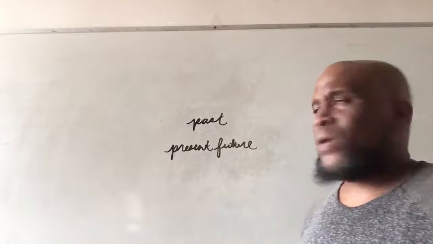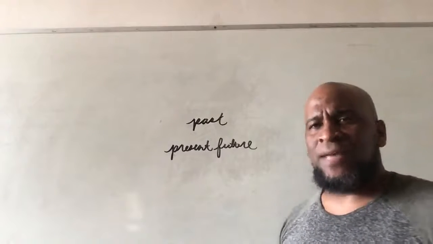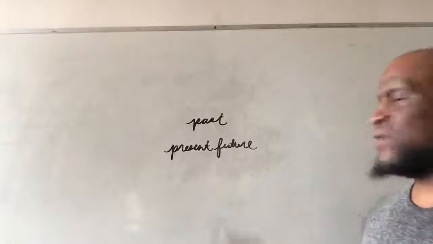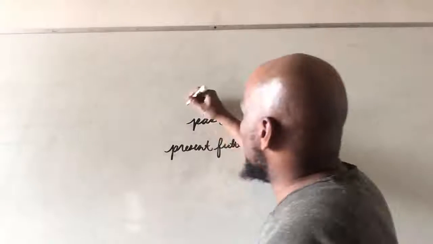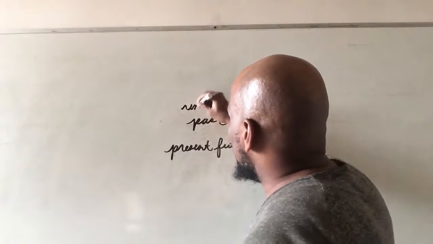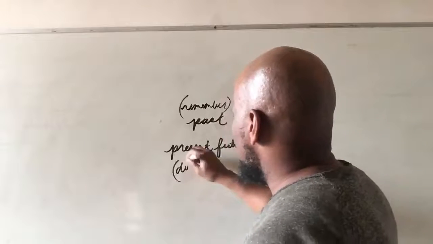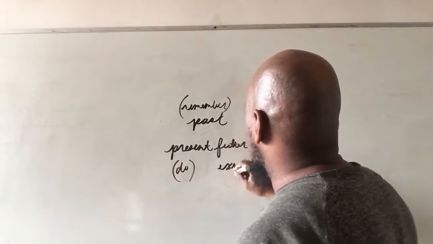Now, in grade school, we were taught that there were 3 different tenses, and that these 3 different tenses required of us each a different focus. So there's past, present, and future. And the past required us to remember. The present required us to do, and then the future required us to expect.